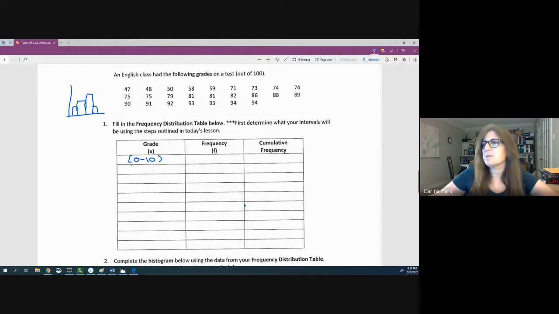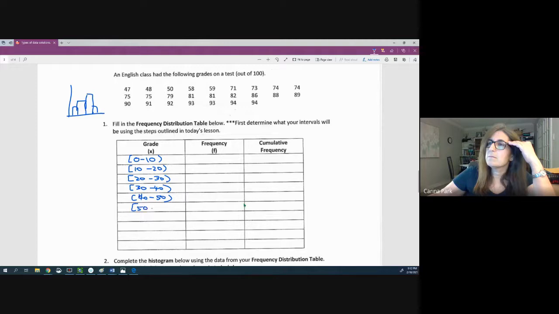Okay, and then the next one will start with 10 until 20, but not including 20. The next one will start at 20, but not include 30. The next one will be 30, not 40. And then from 40 to 50, but not including 50. I'm just going to continue here. Notice the different brackets.